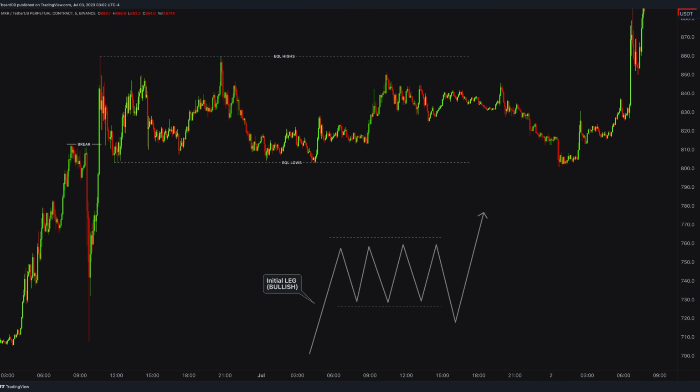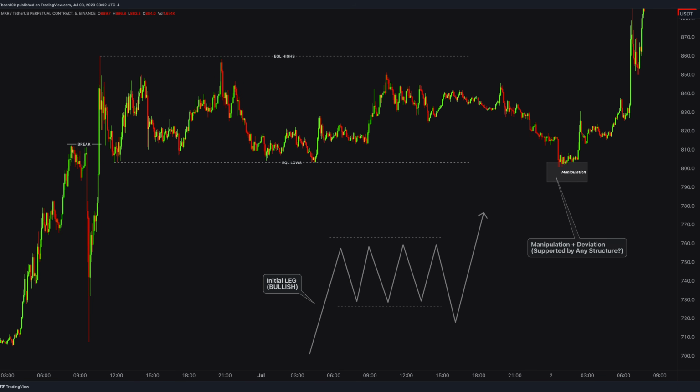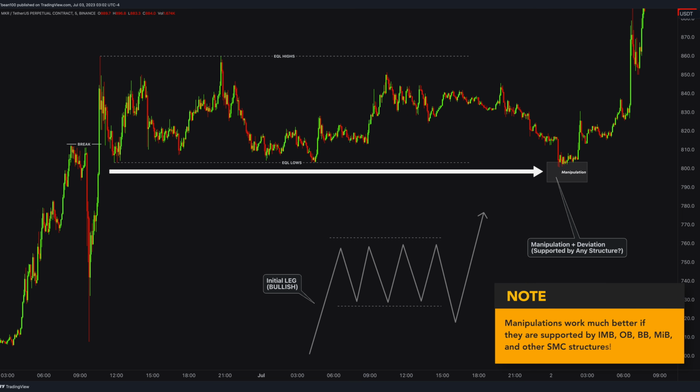Now, let's take a closer look at this and notice the manipulation and range deviation. Once you confirm a manipulation, you have to ask yourself this question immediately. Is it supported by any other smart money key structure?